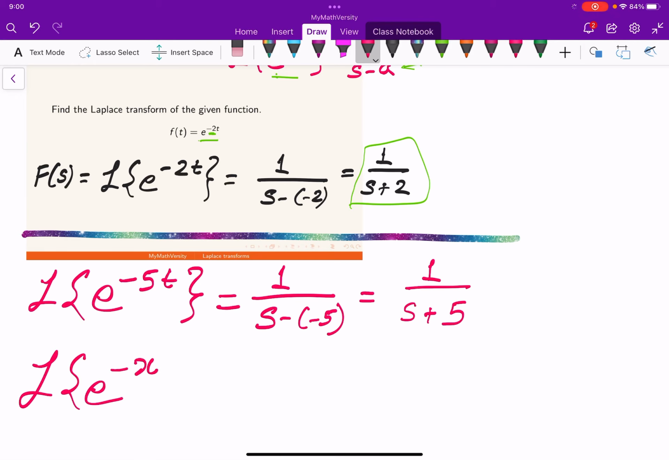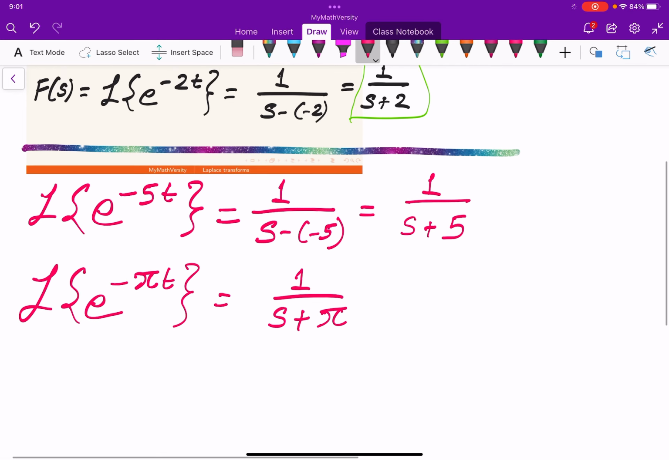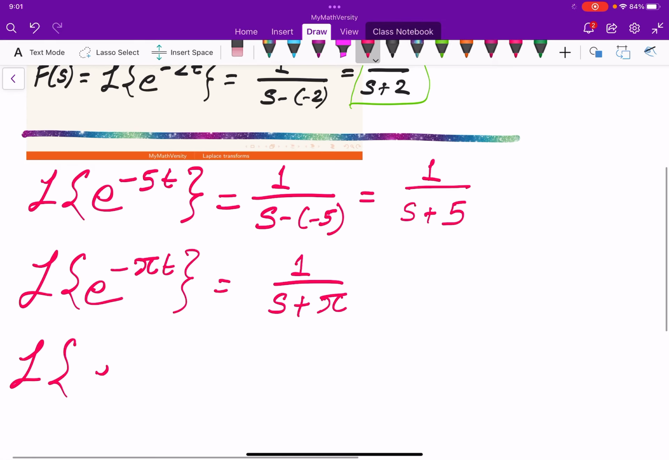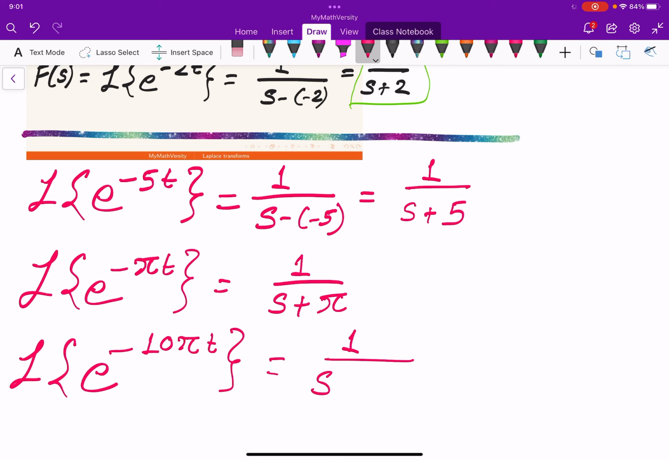Or the Laplace transform of e to the power minus pi t: 1 over s minus negative pi, so that should be 1 over s plus pi, right? Or the Laplace transform of e to the power minus 10 pi t: this should be 1 over s minus negative 10 pi, so that should be 1 over s plus 10 pi, right?